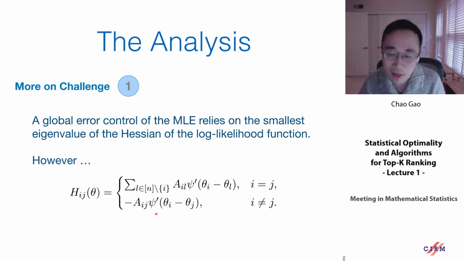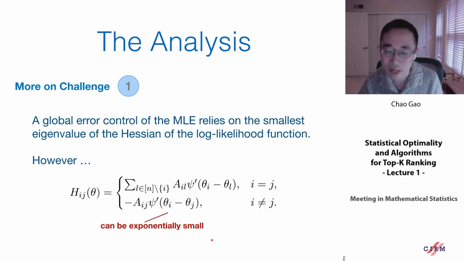What is important is that this term is the derivative of the sigmoid function. The sigmoid function has a derivative that can be exponentially small depending on the value of its argument. So if this term, which is the difference between theta i and theta j, is very large, then this value is going to be exponentially small. As a consequence, the smallest eigenvalue is going to be exponentially small. So you cannot control a global error for the maximum likelihood estimator.